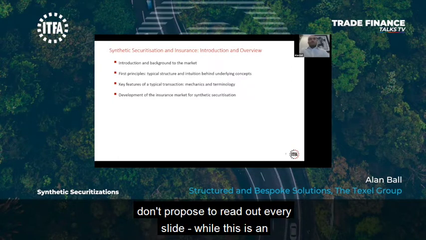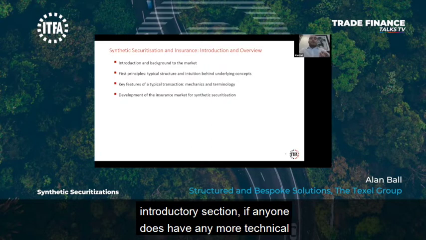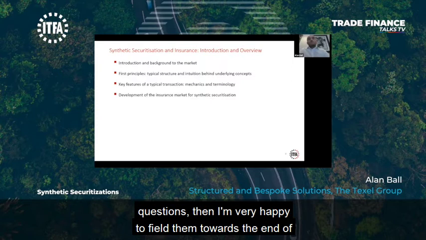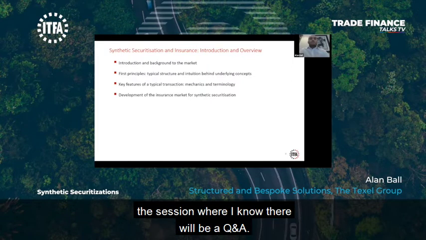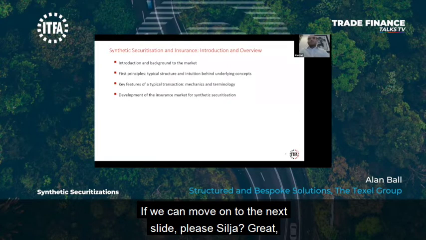So I set out a brief summary of the points I'm going to cover, and I don't propose to read out every slide. And while this is an introductory section, if anyone does have any more technical questions, then I'm very happy to field them towards the end of the session when I know there'll be a Q&A. If we can move on to the next slide, please, Celia.